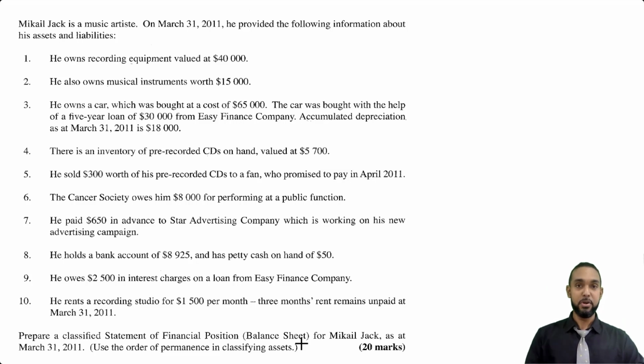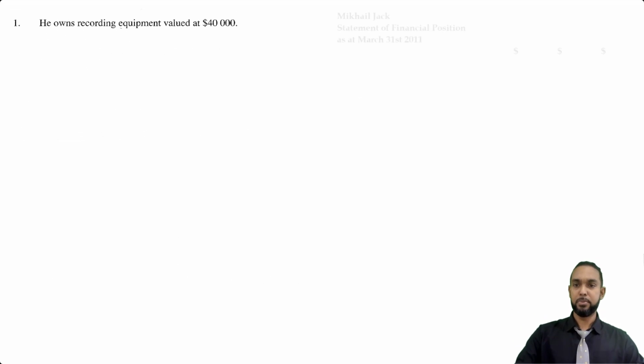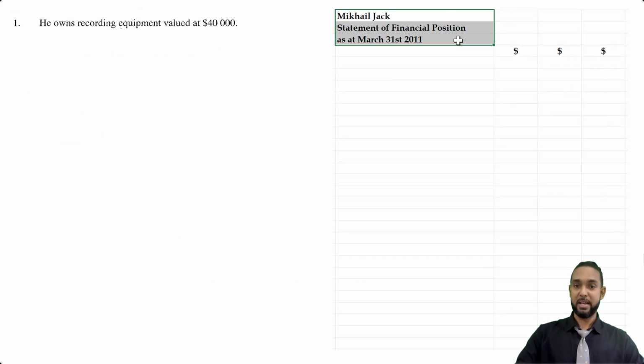And again, the order of permanence means the longest lasting assets come first. So non-current assets first, followed by current assets. Okay, so let's pull up the solution. So please, of course, don't forget to head up properly the name of the entity, the name of the statement you are doing, and the period to which it applies.